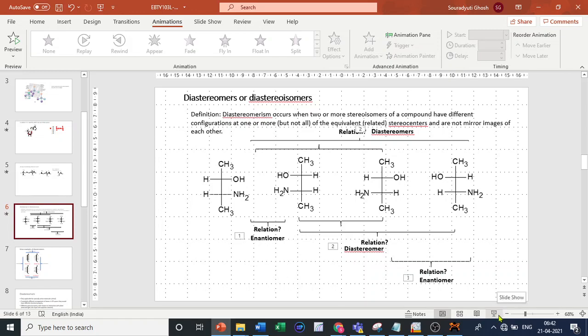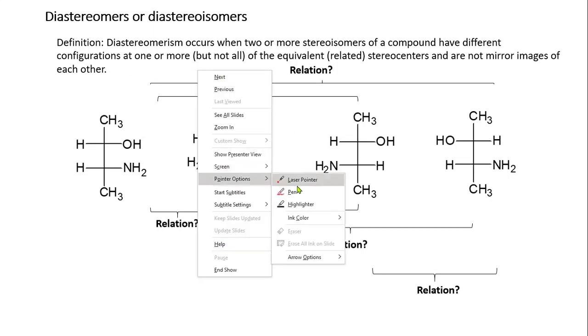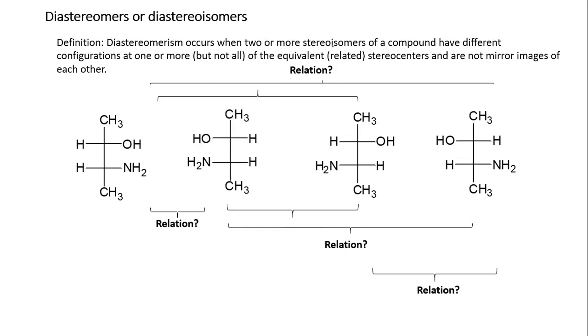The next thing I'm going to discuss is diastereomers, or diastereoisomers. Diastereoisomers are stereoisomers, where two or more stereoisomers of a compound have different configurations at one or more of the equivalent stereocenters, and they are not mirror images of each other. That's the definition, but let's understand what exactly it means. I have put up some examples from sugar chemistry here, and we can have a look.